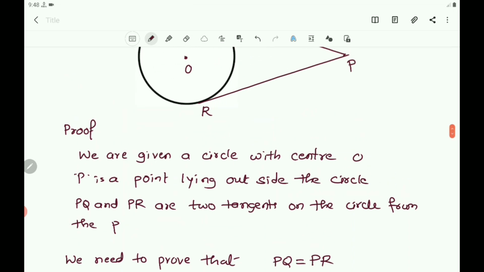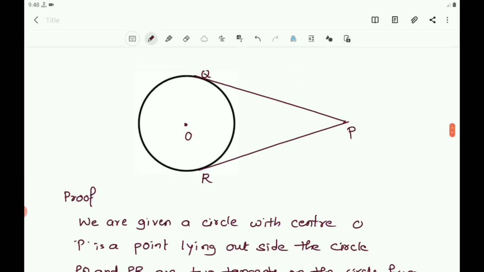Now here there is a necessity of construction. We have to prove with the help of the previous knowledge, that is also with the help of the congruency of triangles. So to take two triangles, here we have to join the radii OR and OQ, and also join OP. So what is the construction that you have to do here? Join OQ, OR and OP.